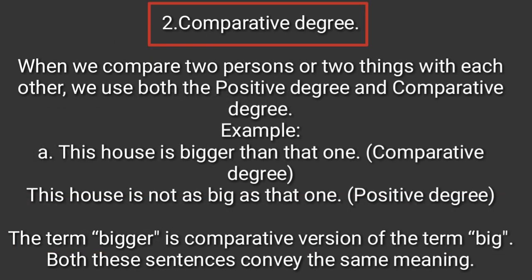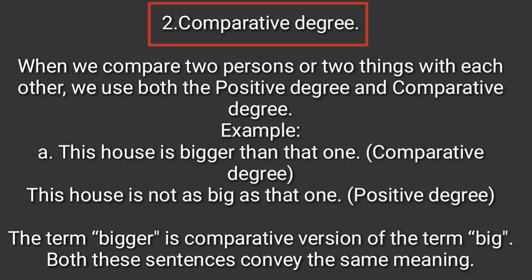Second one is comparative degree. When we compare two persons or two things with each other, we use positive degree and comparative degree. But in case of positive degree, the sentence will become negative. Okay? Look at the example, you will understand it better. This house is bigger than that one. Here we are comparing two houses and we used the comparative form bigger. This sentence is in comparative degree.